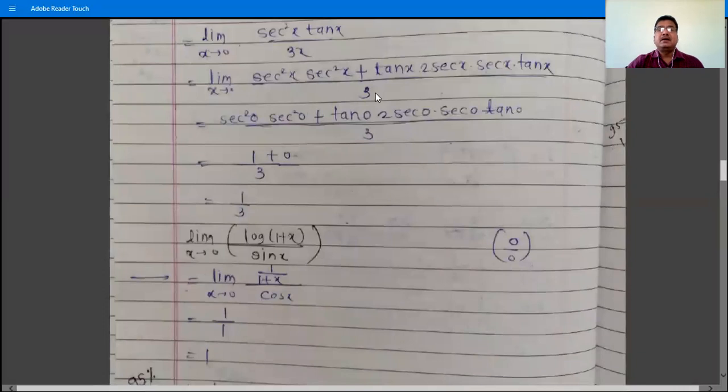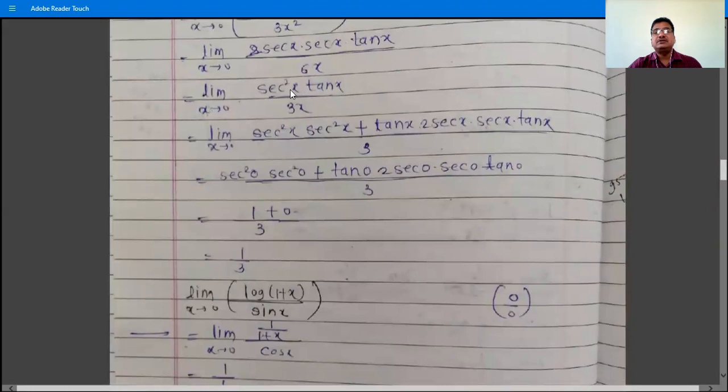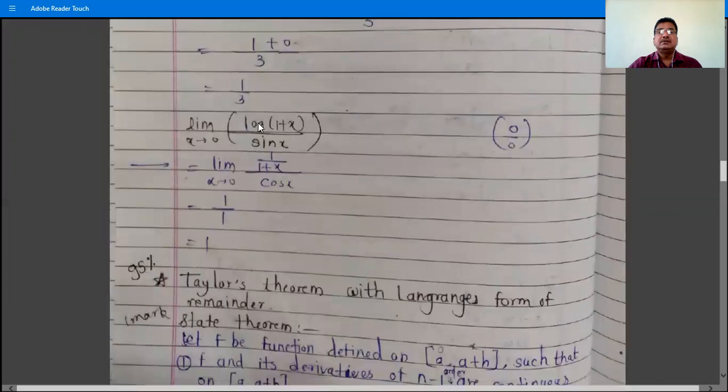And then again the derivative of this quantity: using u into v, u is sec square x and v is tan x. The derivative of tan x is sec square x, plus v means tan x, and the derivative of sec square x is 2 sec x into tan x. The derivative of 3x is 3 by L'Hospital rule. Substitute x as 0. So we have sec square 0, sec square 0, tan 0, 2 sec 0, sec 0, tan 0. And tan 0 is 0, but sec 0 is 1. So this 1 into 1 becomes 1 plus this quantity 0, divided by 3. So 1 by 3 is the answer.